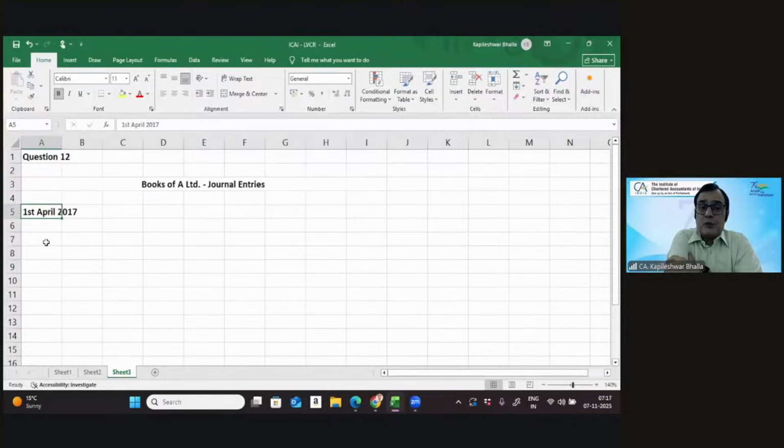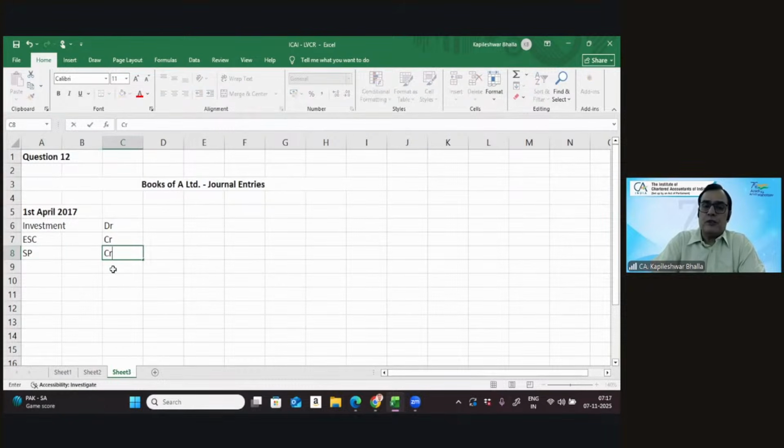Now the question arises, what will be the entry for the payment of the purchase consideration, which is in the form of shares as well as in the form of DC? So can I say the entry is going to be investment account gets a debit, equity share capital gets a credit, and if there is any premium, the share premium is going to get a credit.